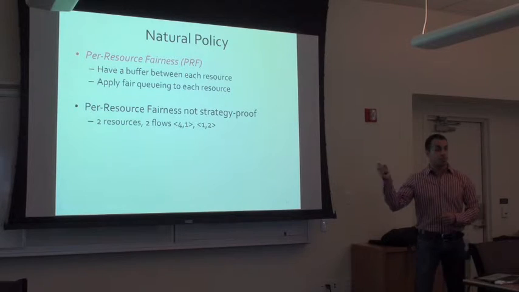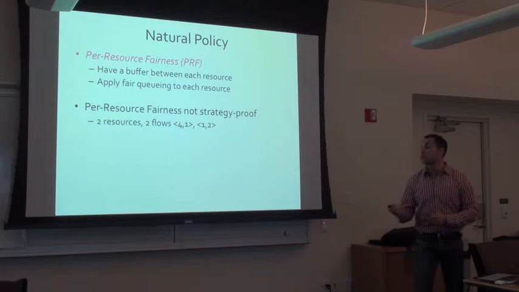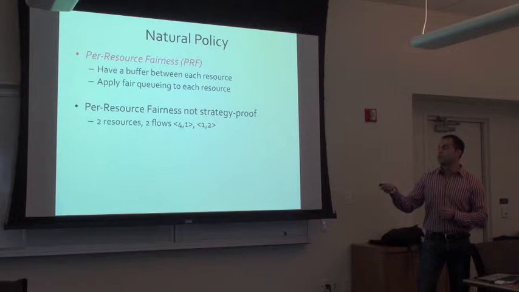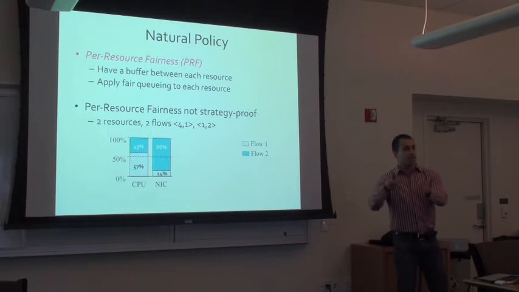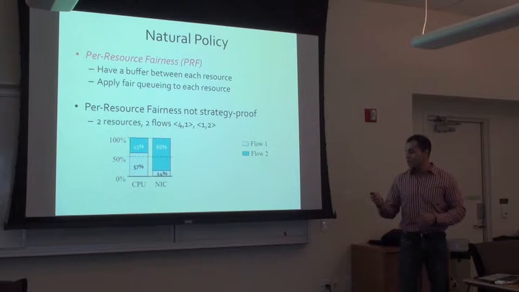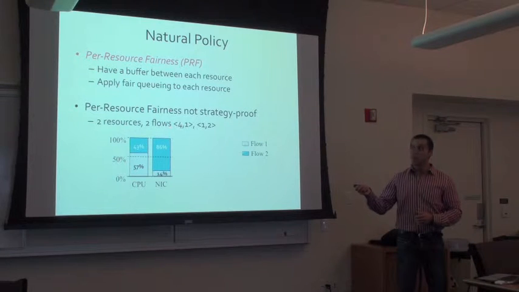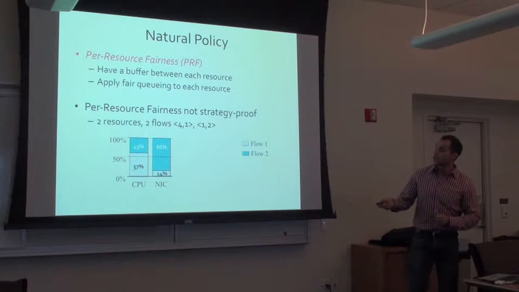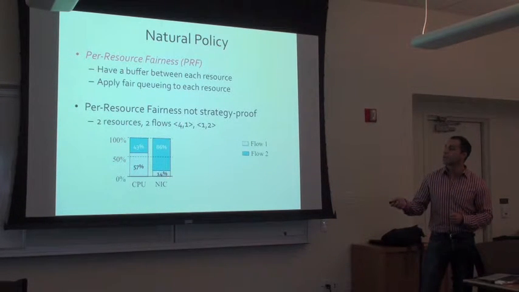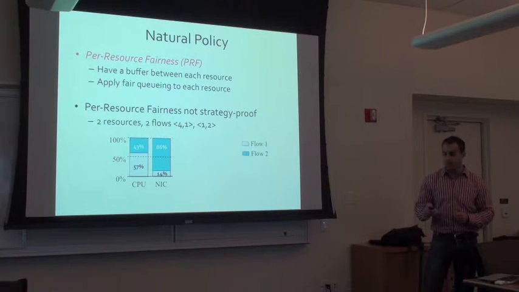So it turns out that this per-resource fairness that we tried is also not strategy-proof. The example is as follows. You have two resources, two flows with demands 4.1 and 1.2. I'm not going to go through exactly how the interleavings look, but you can trust me that if you run this, doing fair queuing on both of these queues, you're going to get an allocation that looks like this. Flow number 1 is getting 57% of the first resource and 14 of the second, and the rest goes to the other flow.